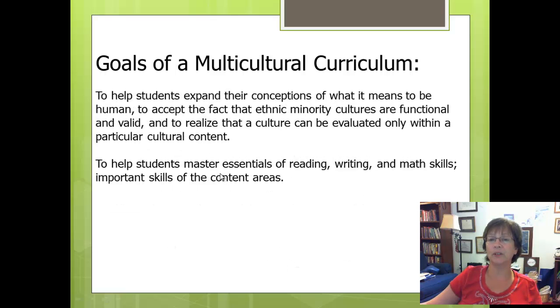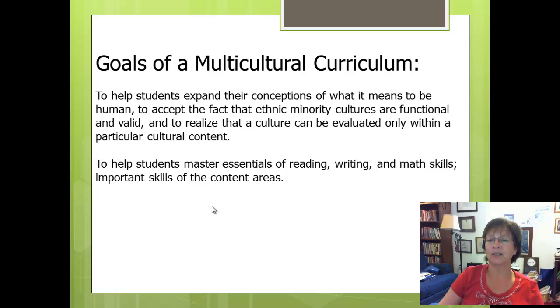And two other things is to help students expand their conceptions of what it means to be human, which is the whole purpose of social studies, to accept the fact that ethnic minority cultures are functional and valid, that we don't put down one group over another group, that we don't value the Anglo-Saxon Protestant ideal that started this country, but that we are accepting of everyone that has come and what they've contributed to it. The whole idea of the melting pot versus the salad bowl mentality. How do we look at things? And then to realize that a culture can be evaluated only within a particular cultural context.